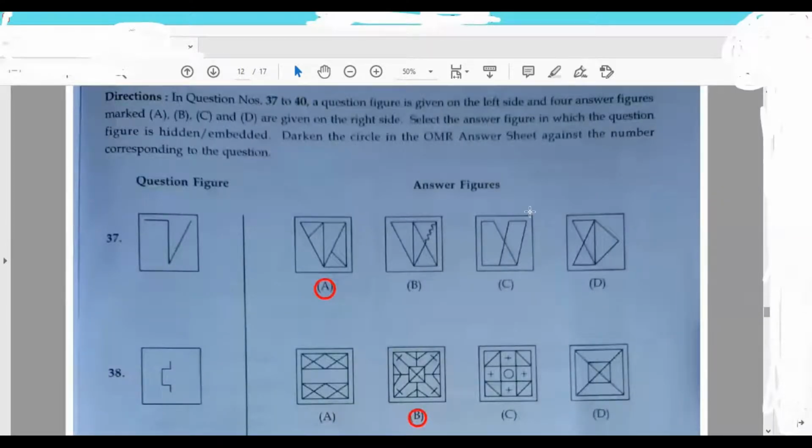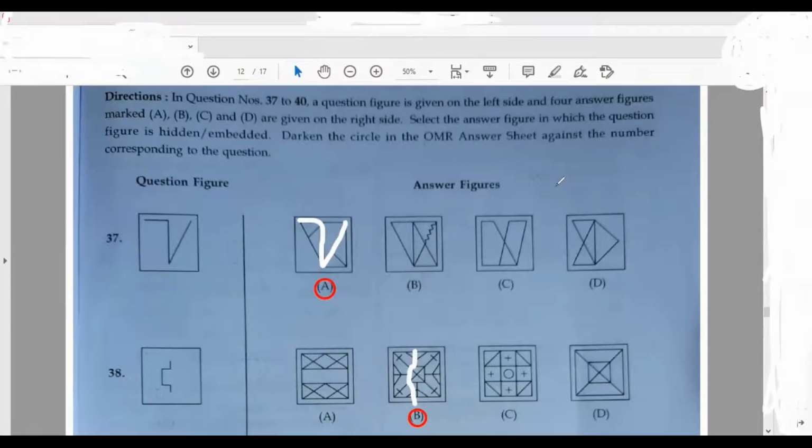Now, for the next four questions, which is the next part, 37 to 40, you have to find the answer figure in which the question figure is hidden. I'll explain this somehow. This is hidden in this part, which is A. This is hidden in this part, which is B. Likewise, you have to find the answer.